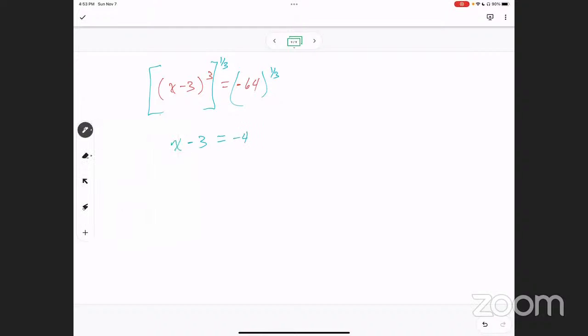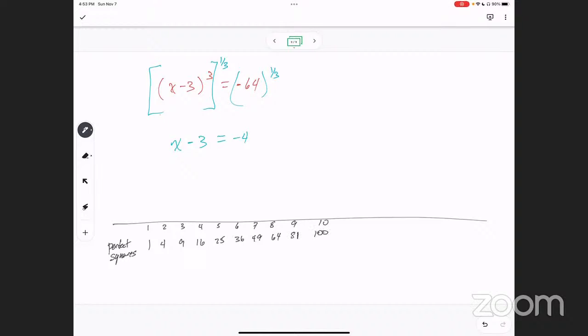Good. This is a good thing to have memorized. I'm going to put this at the bottom. Perfect squares: 1 squared is 1. If I write 1, 2, 3, 4, 5, 6, 7, 8, 9, 10, the squares are 1, 4, 9, 16, 25, 36, 49, 64, 81, 100.